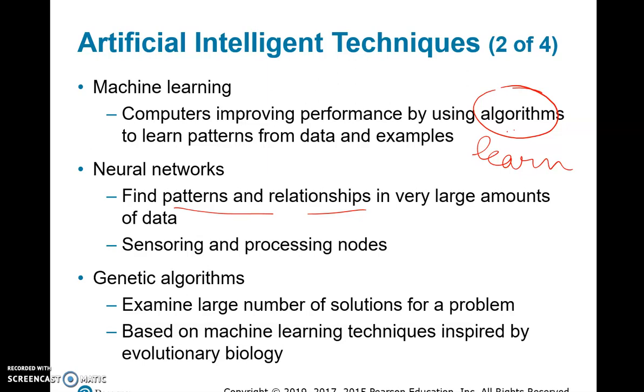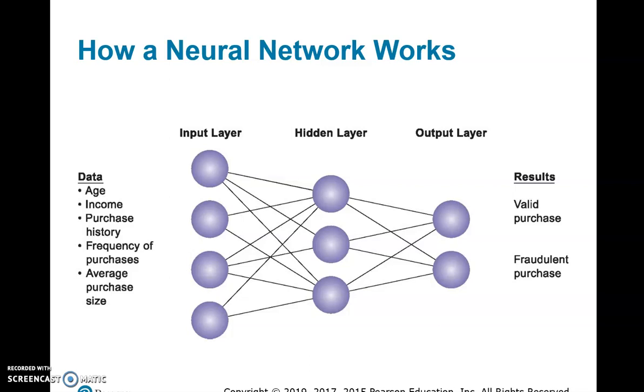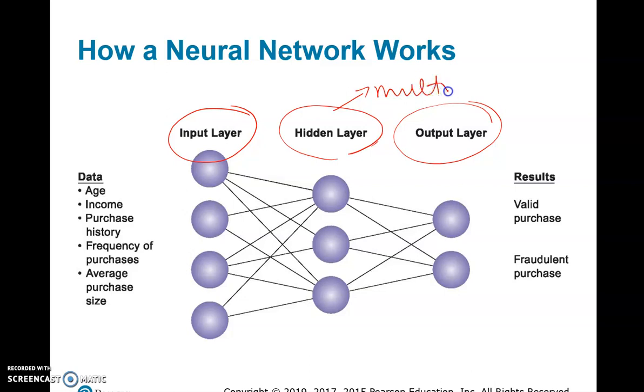Genetic algorithms use a large number of solutions for a problem and find the optimized solution. Okay? So in a neural network, you have an input layer, you have an output layer, and you have a hidden layer. You can actually have multiple hidden layers as well. So you feed the input layer with data. For instance, income, purchase history, average purchase size, age, and so on and so forth. And the results are, what are the fraudulent purchases, let's say.